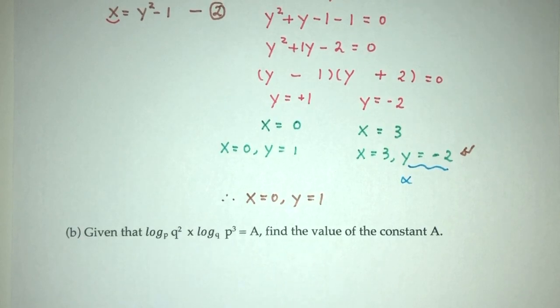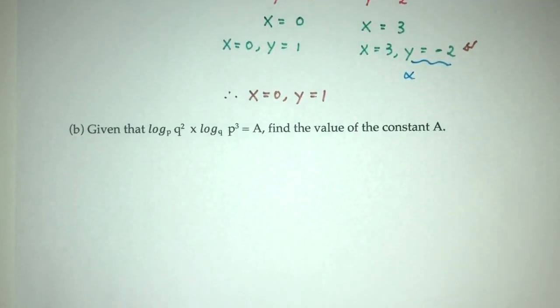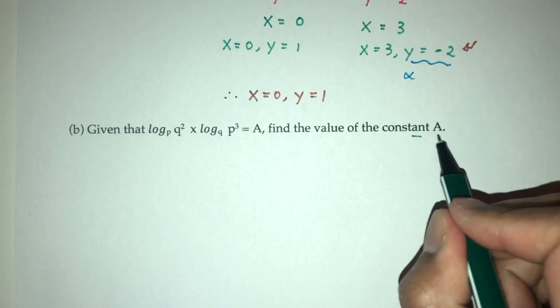That is your question part 1 of 6. Now for part B, given that we have log to the base of p, q squared multiplied by log to the base of q, p cubed equal to the value of a. So we have to find the value of the constant a.